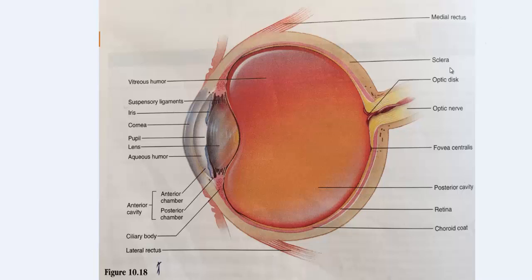Next on the list is the sclera, which is the outermost layer of the eye, which is continuous as the cornea and seen as the white portion of the eye. It is used for protection. So it's this tan thing you see right here.